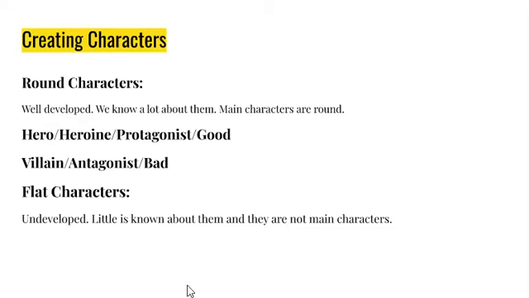Same with Lois Lane. We know she works for the newspaper, and she's kind of the main journalist that covers the stories about Superman. So they are well-rounded. We know a lot about them. The second type of character we have is flat characters. Underdeveloped, little is known about them, and they are not main characters.